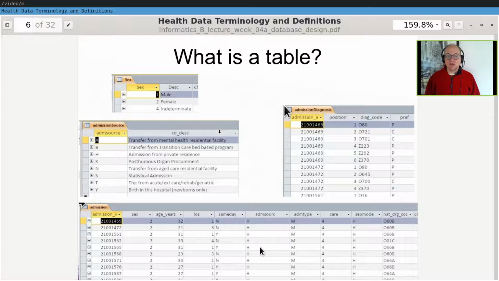Similarly, admission source. We don't need to put transfer for mental health residential facility. We can just put an A in there. H is the standard one, admission for private residence.